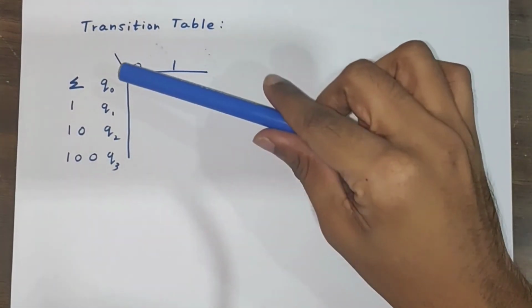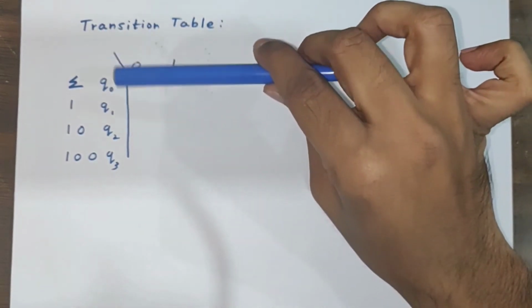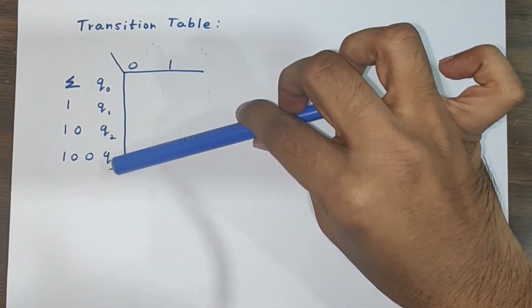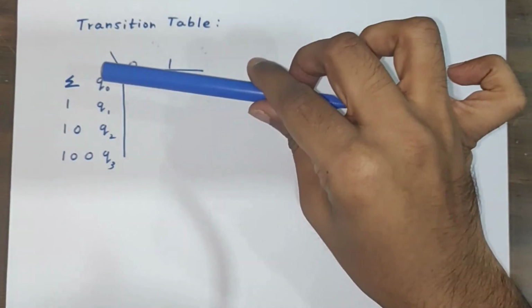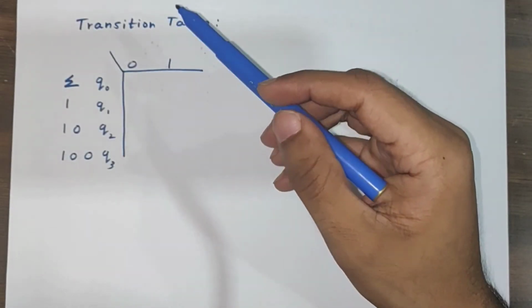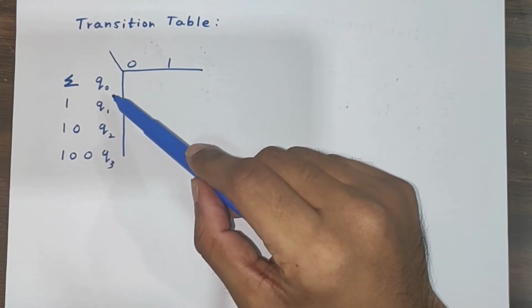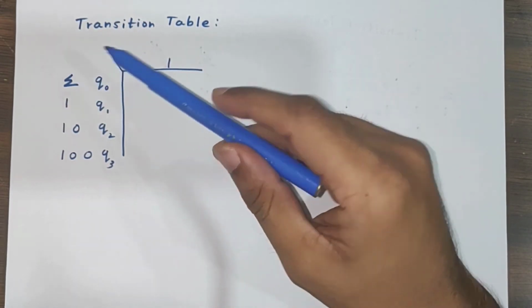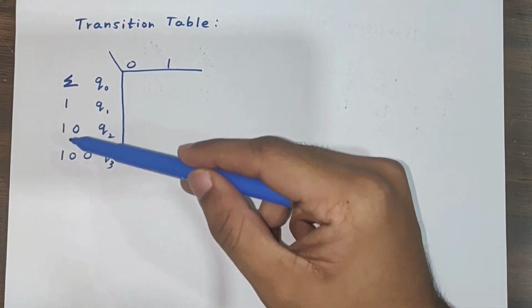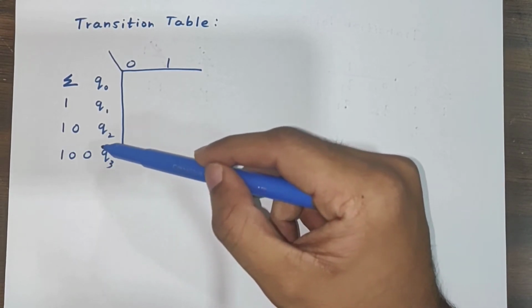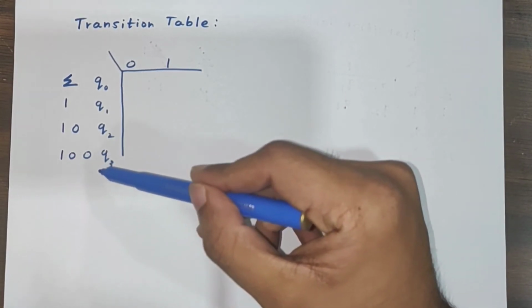Here we'll list the total number of states for the DFA: Q0, Q1, Q2, and Q3, and here come the input symbols 0 and 1. Now for the initial state Q0, you write epsilon here, and then 1, 10, and 100. Since the final state should be 100, you should write it like this.